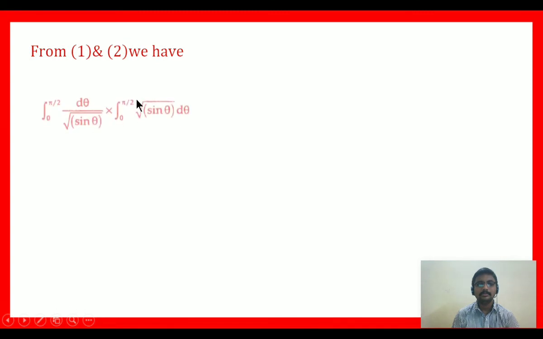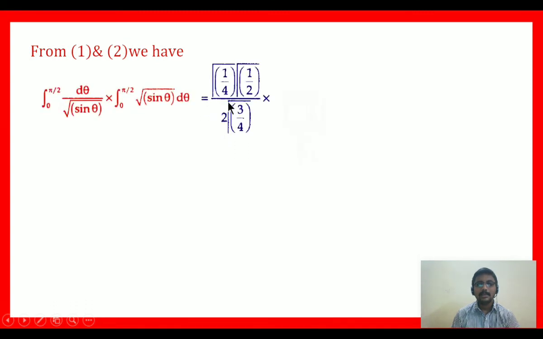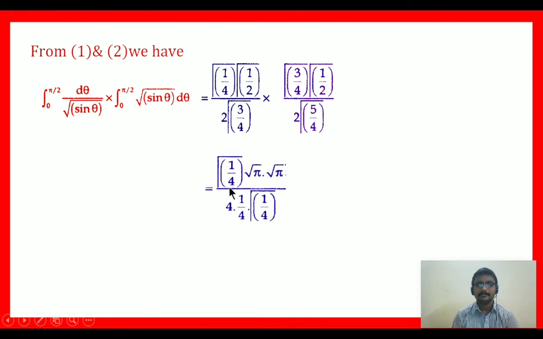Just multiplying 1 and 2. So multiplying the first one and the second one, clearly here gamma half into gamma half is gamma half whole square, and gamma 3 by 4 gets cancelled. So gamma 1 by 4 remains, and gamma half is root pi. So root pi into root pi, 2 into 2 is 4, and we will have gamma 5 by 4.